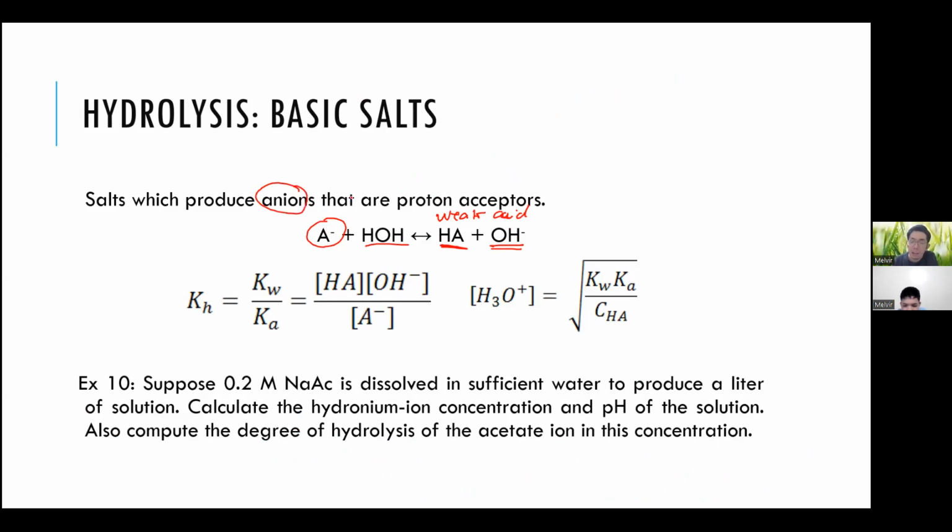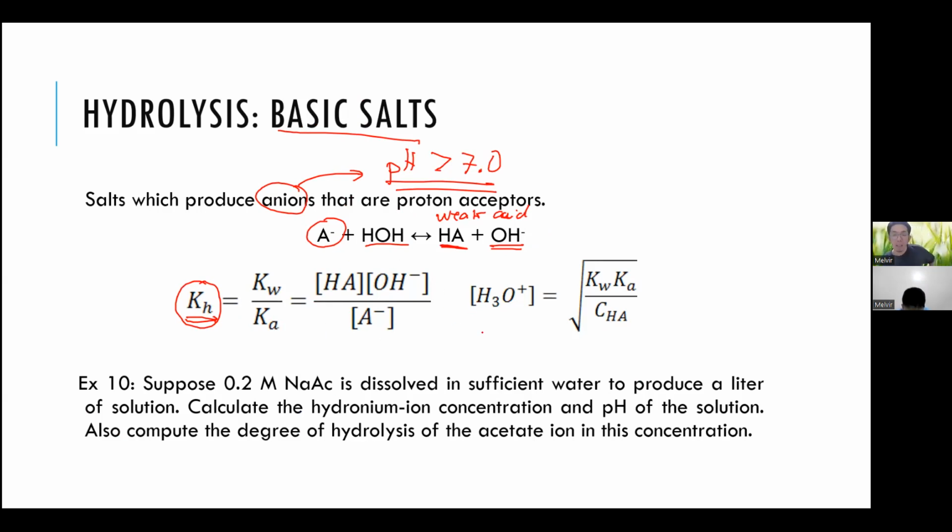When the anion is a proton acceptor, what pH do you expect for the salt solution? Because they are basic salts, greater than 7. Next, how do we solve for this? It's easy. The hydrolysis equilibrium constant, KH. I'm introducing another concept: KH is equal to KW over KA, which can be rearranged into this.